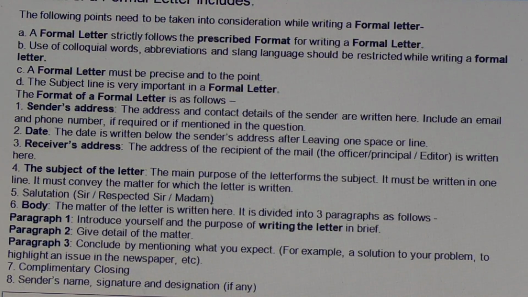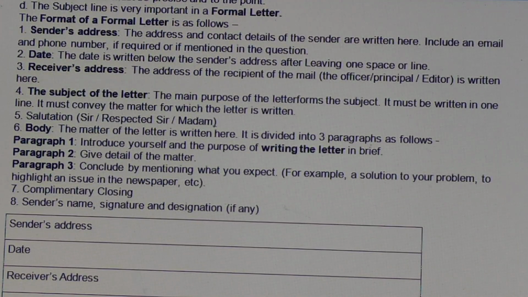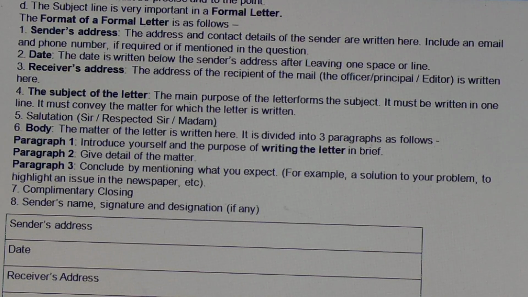First of all comes the sender's address. Now the address and contact details of the sender are written here. It may include an email, a phone number if required, or if mentioned in the question. Then comes the date. The date is written below the sender's address after leaving one space if you are typing, or one line if you are writing in a notebook. Then comes the receiver's address, the address of the recipient of the letter.